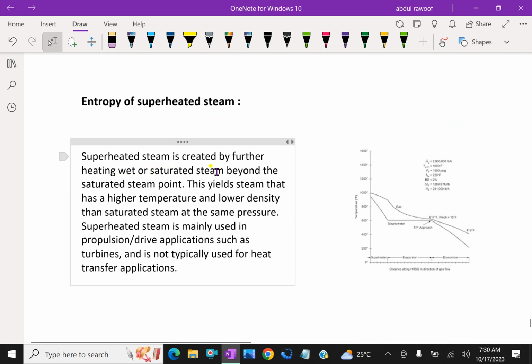Next, entropy of superheated steam. Superheated steam is created by further heating wet or saturated steam beyond the saturated steam point. This yields steam that has a higher temperature and lower density than saturated steam at the same pressure. Superheated steam is mainly used for propulsion or drive applications such as turbines and is not typically used for heat transfer applications.